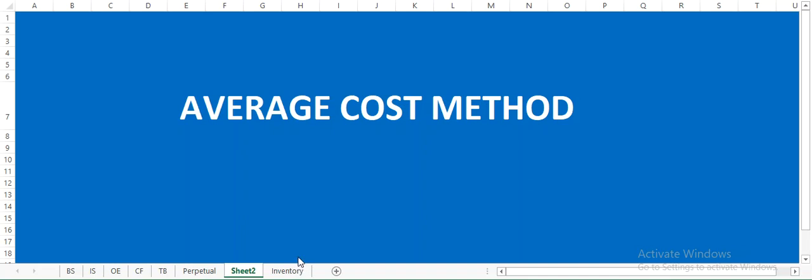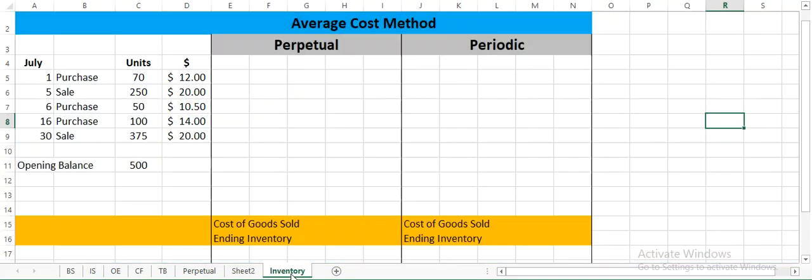This lesson covers the average cost method for accounting for inventory. So we have our figures, and we're just going to take this information and identify and calculate the cost of goods sold and ending inventory under both the perpetual and periodic methods or systems.